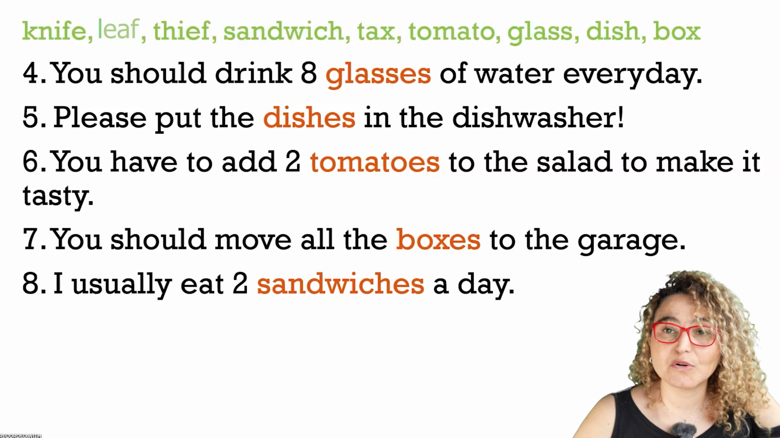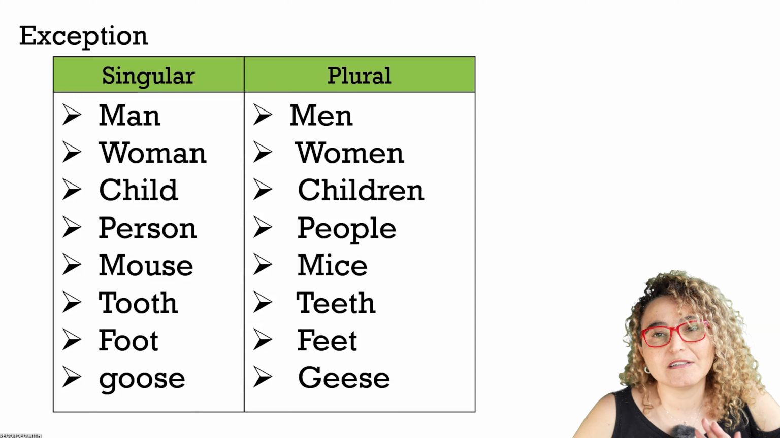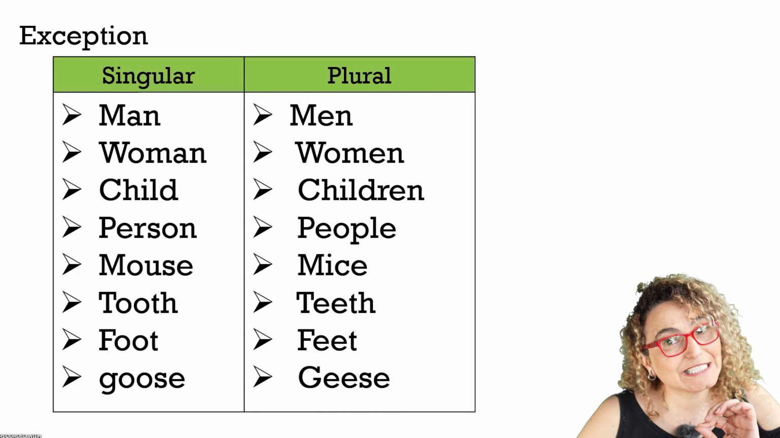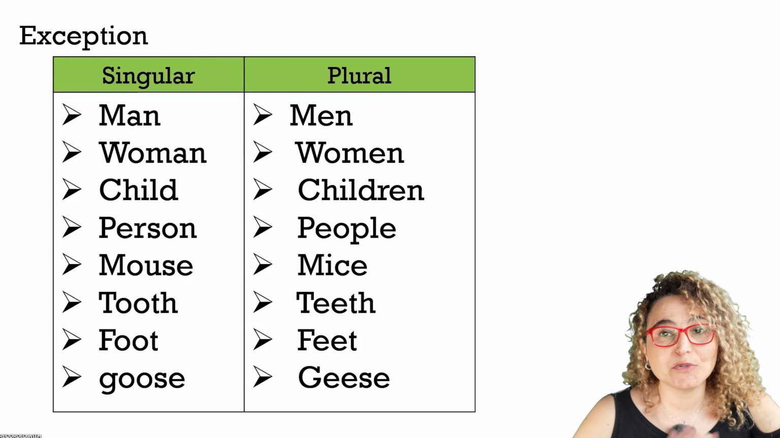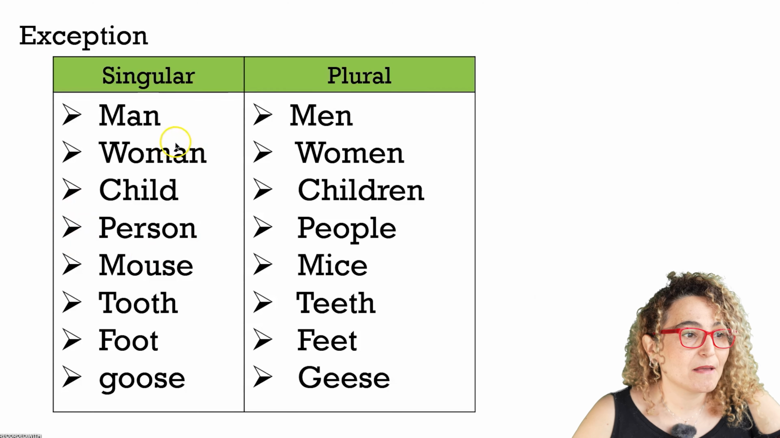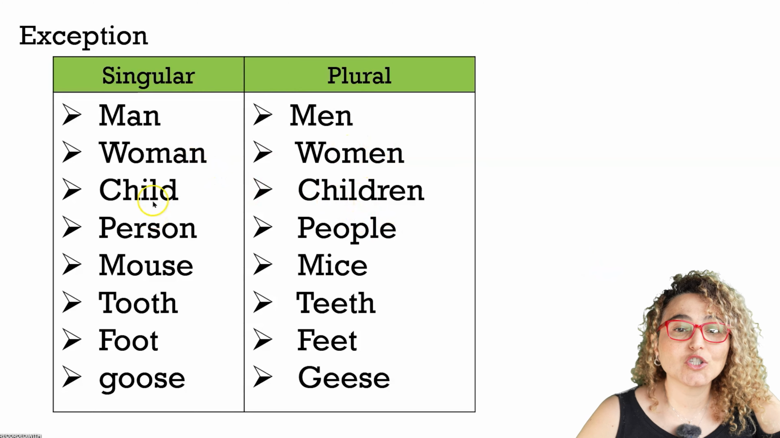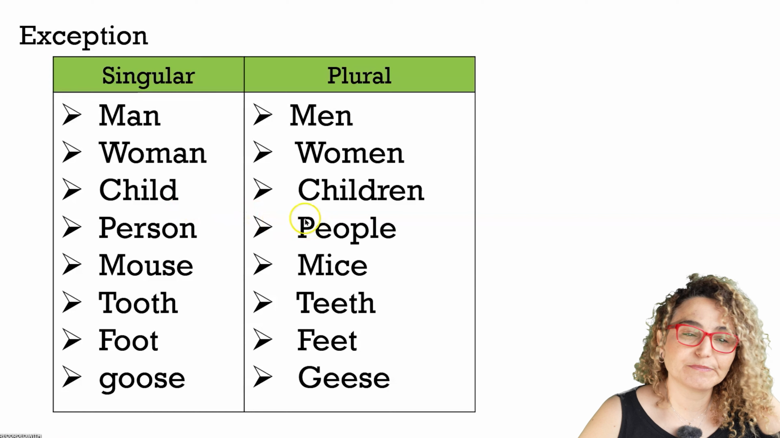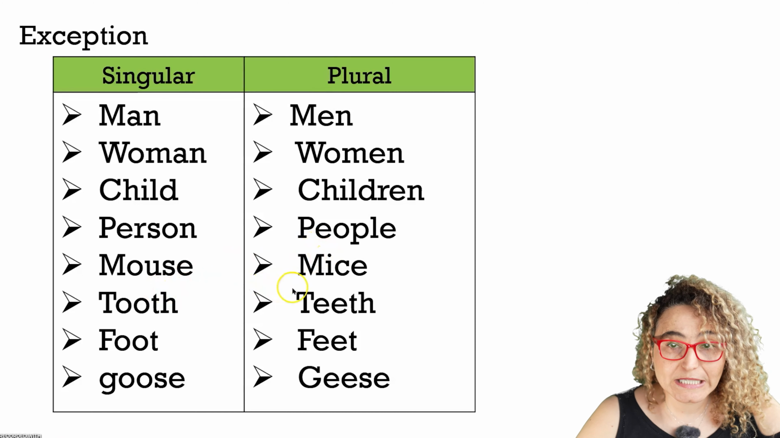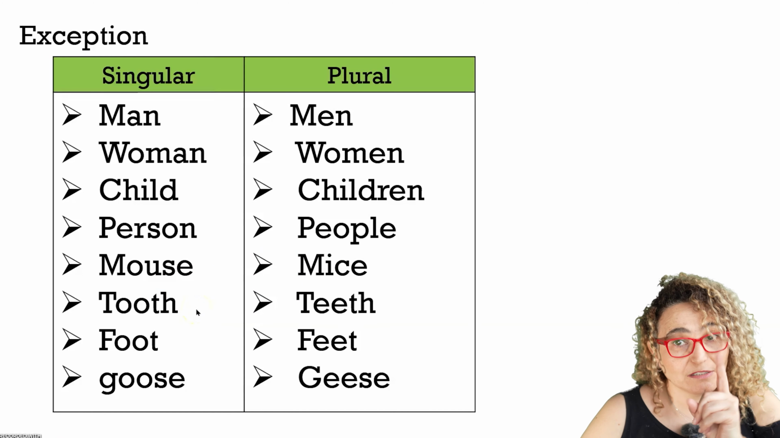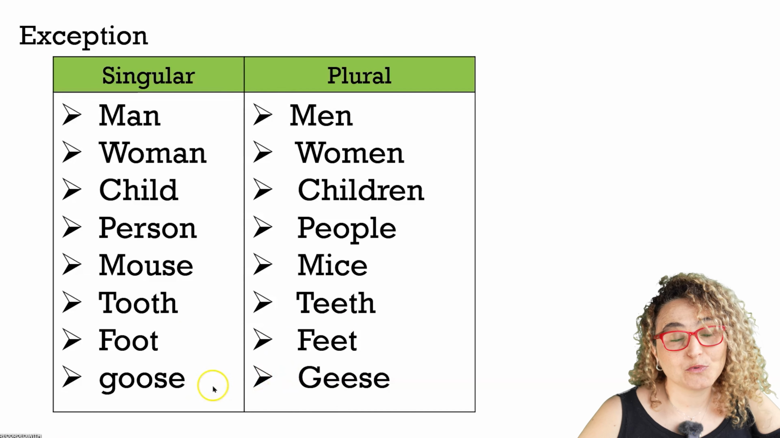We add s or we add es. Okay, but of course, like every single grammar rule in English, we always have exceptions. They are special. Some we can't add s, but we change the words. For example, man becomes men, woman becomes women, child becomes children, person becomes people, mouse becomes mice, tooth becomes teeth, foot becomes feet, and goose becomes geese.